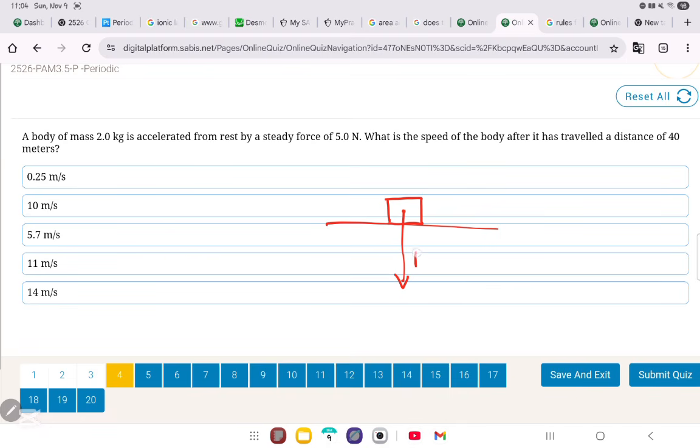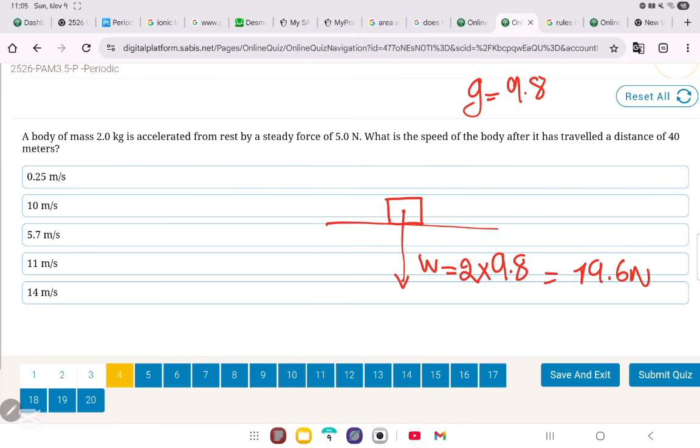So how much is N? How much is W, the weight? It's going to be 2 times 9.8. You may ask me, why did you choose 9.8? Because they did not give me the value of g. Whenever they don't give me the value of g, you need to use 9.8. So 2 times 9.8 is 19.6 newtons.